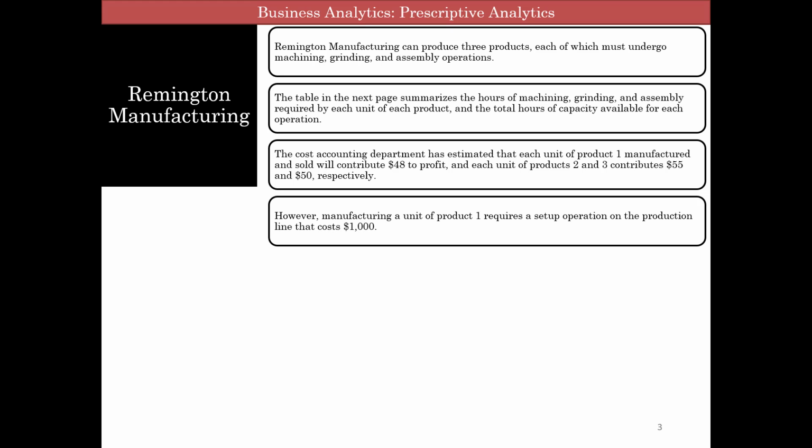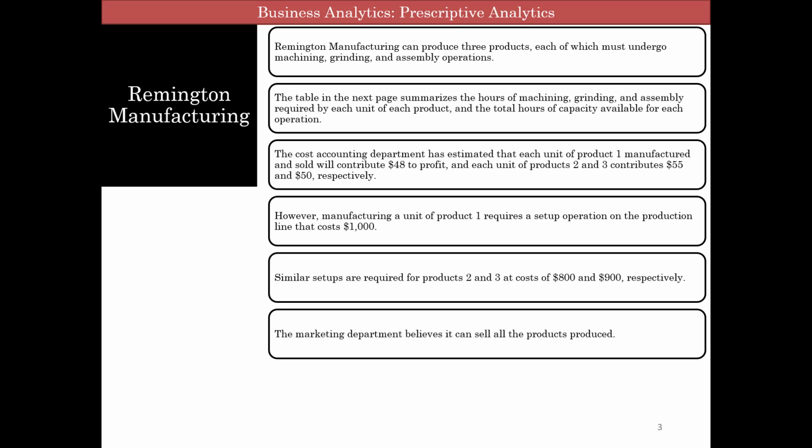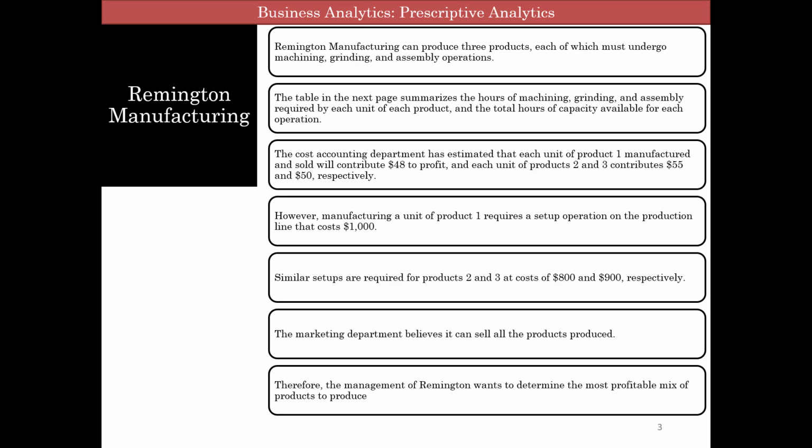But the manufacturing of product one requires a setup cost of $1,000, and products two and three are $800 and $900 respectively. So these are fixed costs, right? You just have a setup. The marketing department believes it can sell all it produces. Therefore, the management wants to determine the most profitable mix. So we're going back to the basic problem of profitable mix, but now we are introducing fixed costs here.